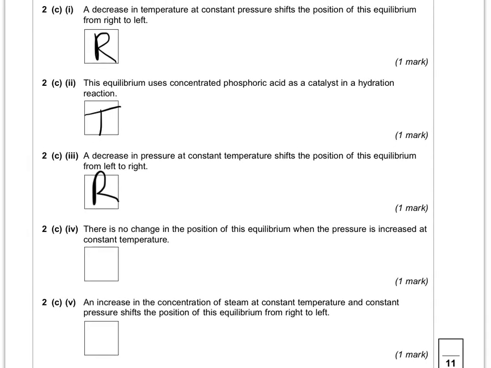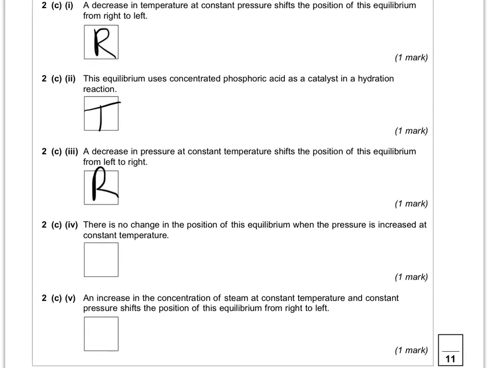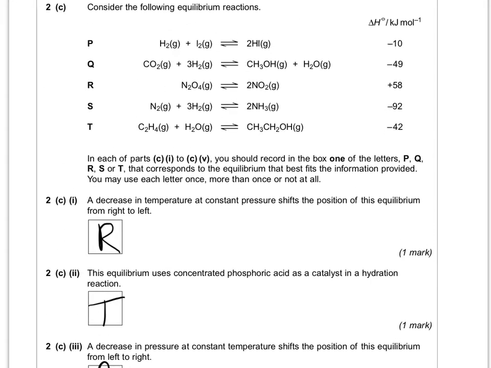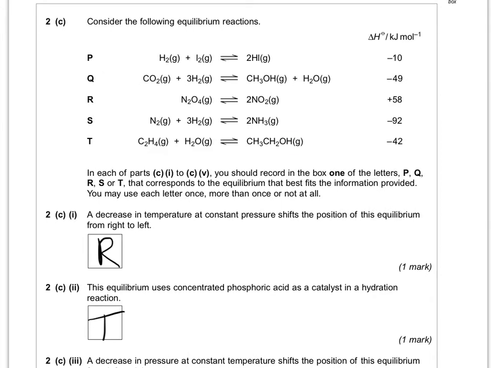And then there is no change in the position of the equilibrium when the pressure is increased at constant temperature. So no change. That means that there must be the same number of moles on both sides. So this one has 1 and 2, this one has 2 and 4, 2 and 1, 2 and 4, and this one has 2 moles on the left-hand side and 2 moles on the right. So P is the answer to the next question.